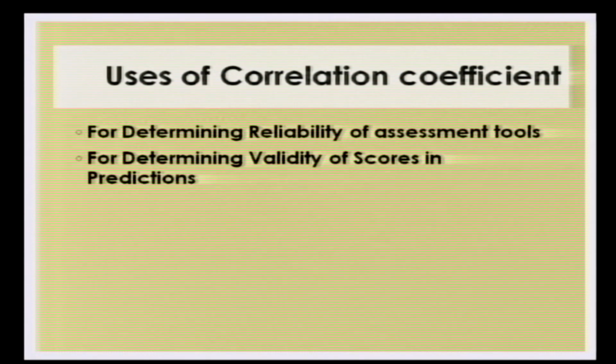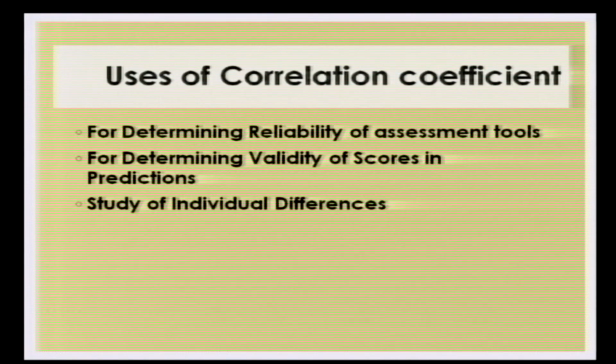When we determine the validity of the tool, especially a tool whose scores we use for prediction, we calculate the correlation. I'm giving you one example of it. You have seen a test for admission in medical or engineering courses. If the scores obtained by the students in the medical entrance exam are correlated with the scores obtained by the students in their first semester marks after getting admission in the medical course, then the correlation coefficient will determine the predictive validity of the medical entrance test or engineering entrance test. So we use correlation to calculate the validity also.